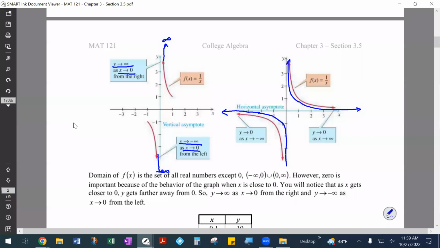So the idea in this case would be as we're getting closer and closer to y, your x is headed to -infinity on this side. And on the right-hand side, as you're getting closer and closer to y, your x is headed to +infinity.